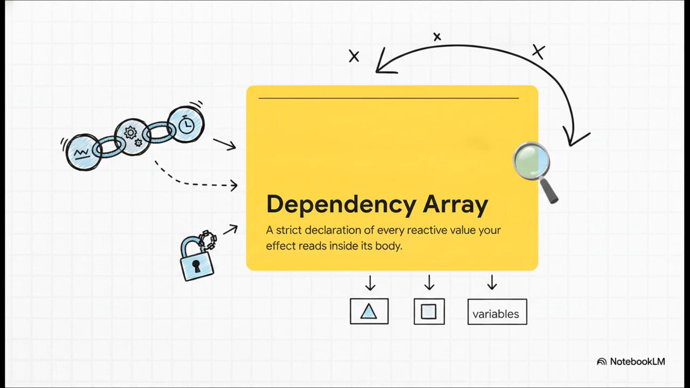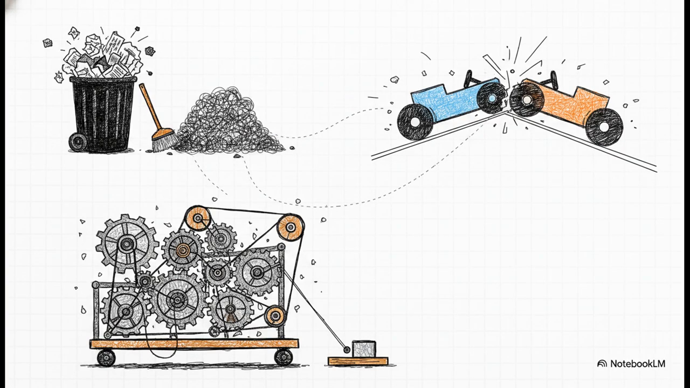You absolutely must declare every single reactive variable you use inside that effect right there in the dependency array. This is a strict declaration rule, not some optional, nice-to-have performance optimization. If you leave a value out, your effect is just going to run using outdated, stale data. No way around it. So what are the top ways developers trip up here?